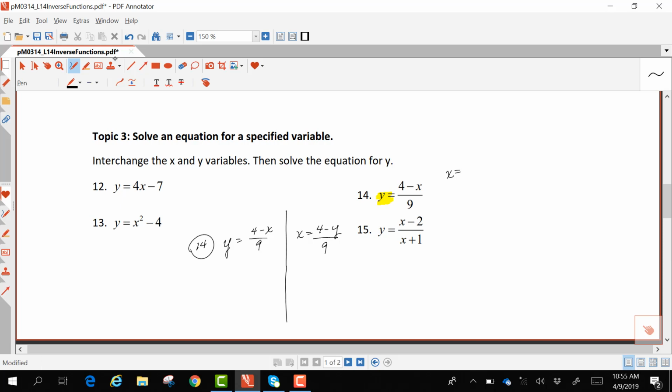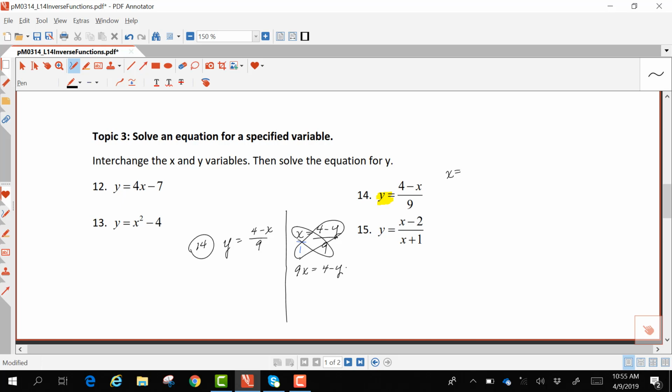I believe the easiest way to do this is to cross multiply. So I'm going to put the x over 1. And now when I cross multiply, I will have x times 9, which is 9x, equaling the 1 times the 4 minus y, which is 4 minus y.